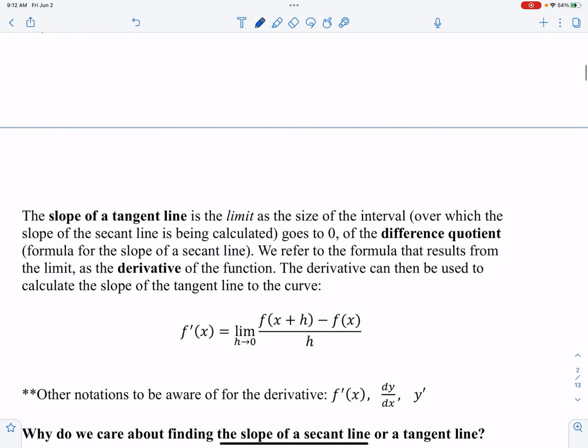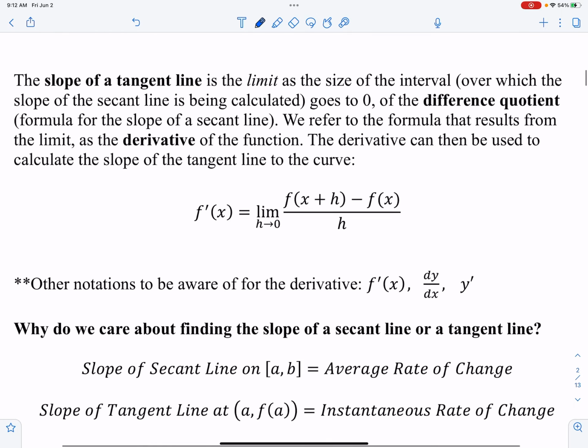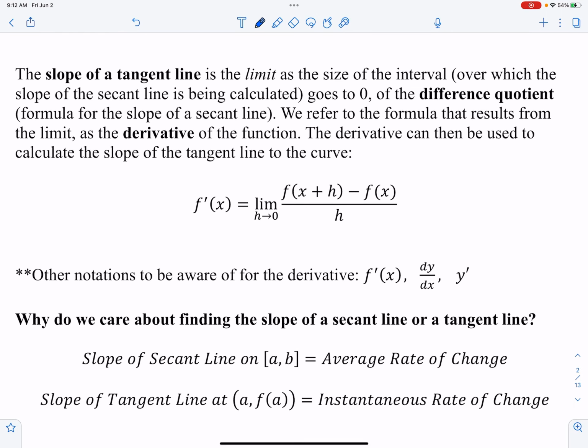Now, why do we care about that? The slope of the tangent line is the limit, as the size of the interval over which the slope of the secant line is being calculated goes to 0, of the difference quotient, which is the formula for the slope of the secant line. We refer to the formula that results from the limit as the derivative of the function.